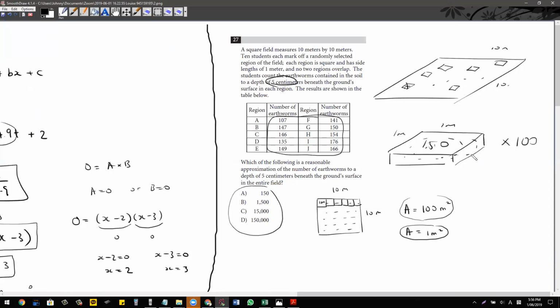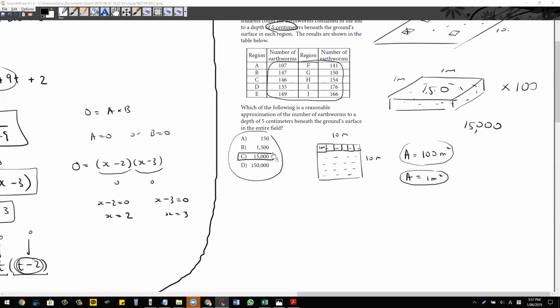Oh, okay. So it'll be 15. If you times this one by 1, then you get this. If you times it by 10, then you get this. If you times it by another 0, then you get this one. So 15,000. Make sense? Okay, let's move on.